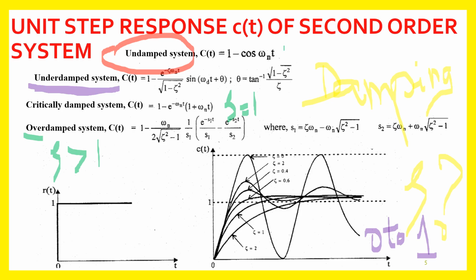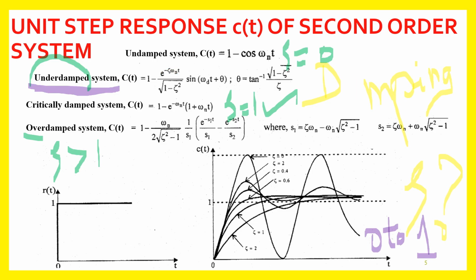So zeta equal to 0, undamped system. Zeta between 0 and 1, it is called underdamped system. Zeta equal to 1, it is called critically damped system. When zeta is greater than 1, we call it an overdamped system.